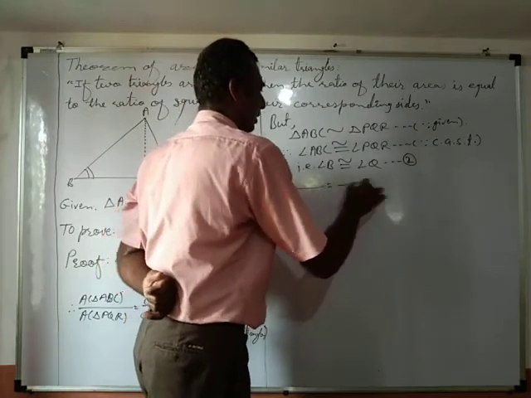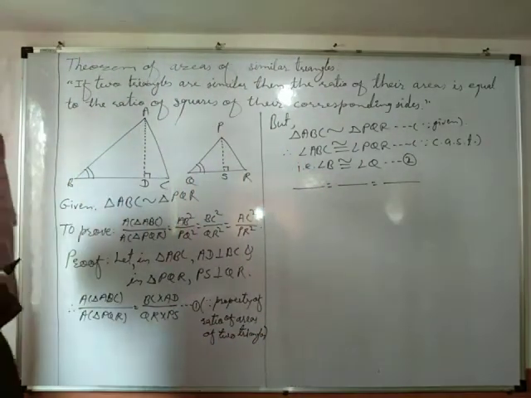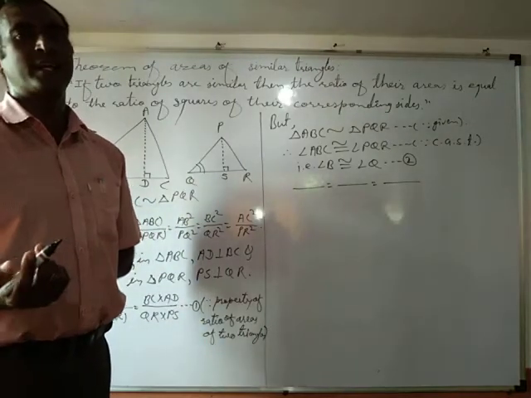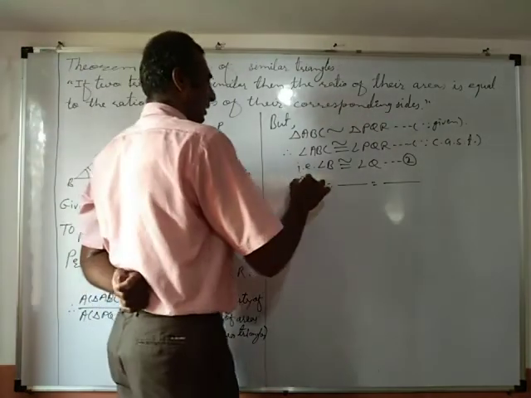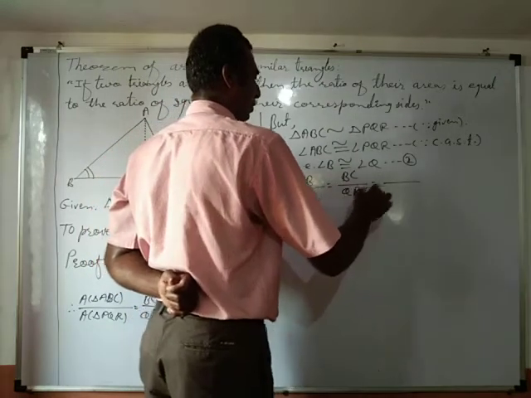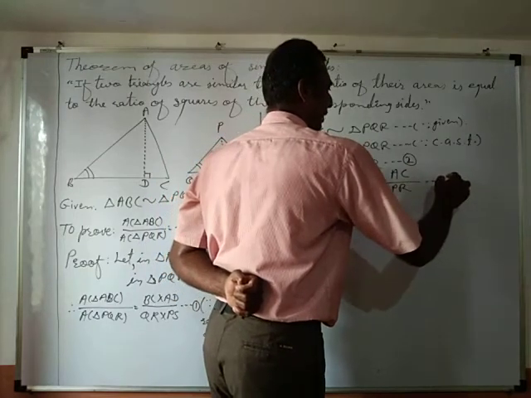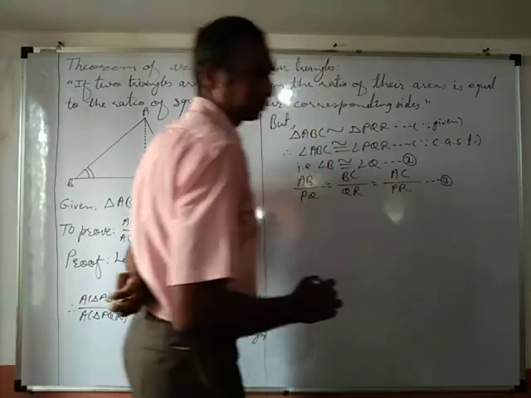Then also we may write what? If two triangles are similar, then their corresponding sides are in proportion. Means here AB upon PQ equals BC upon QR equals AC upon PR. Let's call it equation third.